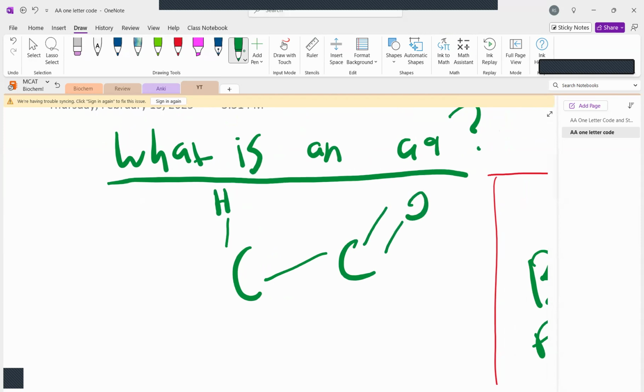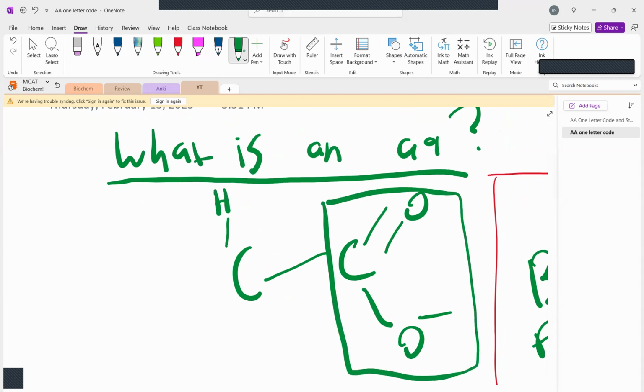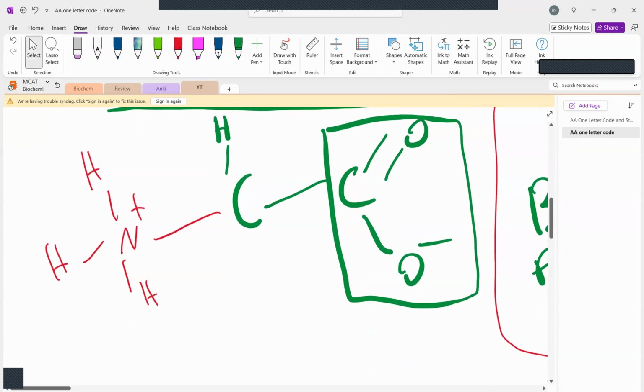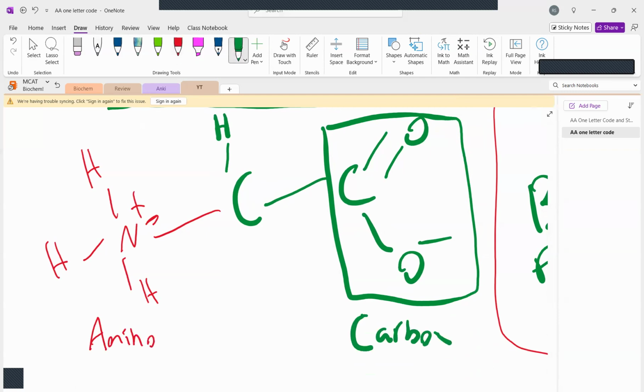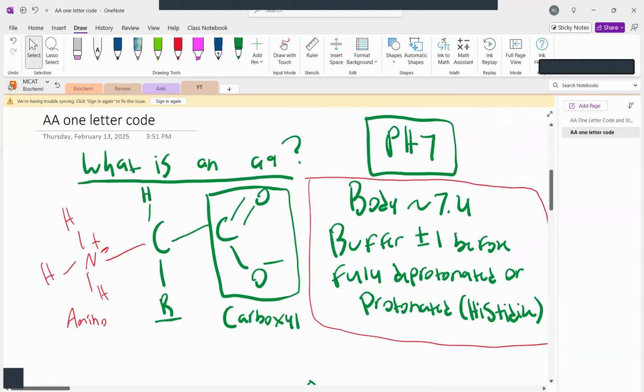Because this is the carboxyl group, I'll write the amino group, which will be in red. This is assuming a pH of 7. So the plus on the amino group and the negative charge on the carboxyl group will cancel each other out. And then there's always a variable R group, which is what gives the amino acids their spunk.